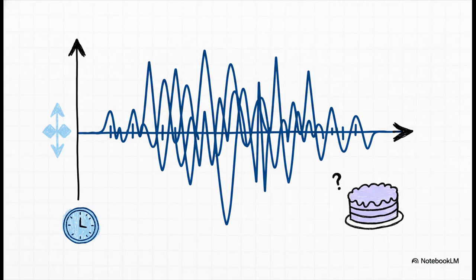This first look is called the time domain, and as you can see, it's basically just a messy-looking waveform. The line goes up and down over time, showing how the signal's strength changes. It tells us that something is happening, but it tells us nothing about what is happening. Honestly, it's like looking at a finished cake but having absolutely no idea what ingredients are inside.